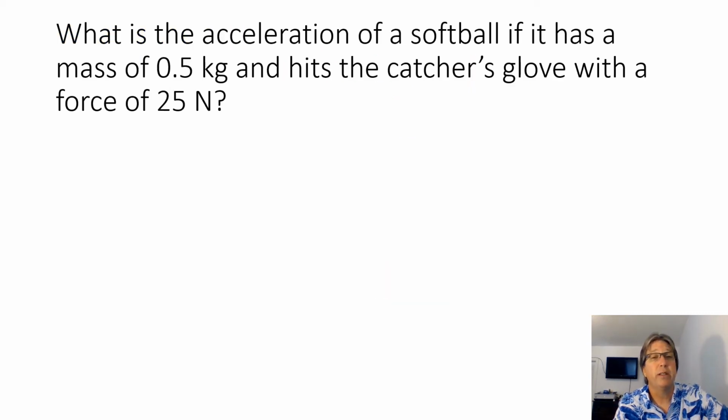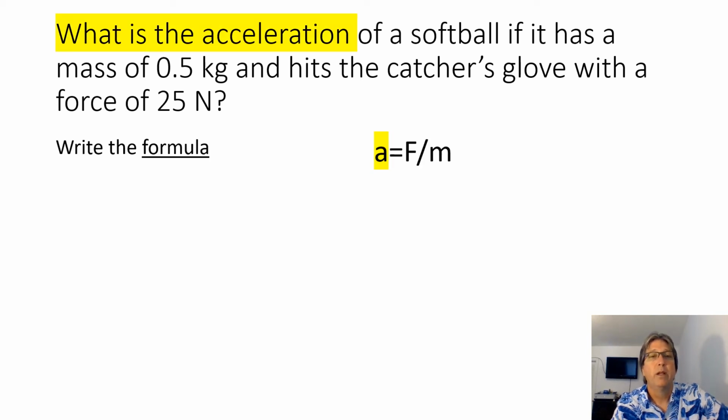Let's look at the third example. What's the acceleration of a softball if it has a mass of half a kilogram and it hits the catcher's glove with a force of 25 newtons? Now, obviously, we're actually going to be slowing down. We know this is going to be a deceleration because we're bringing the ball to a stop. But we're just working it with straight numbers without worrying about symbols right now. So when we realize that we are asked to calculate acceleration, we write the formula a equals F over m. To solve for acceleration, you've got to start with a.